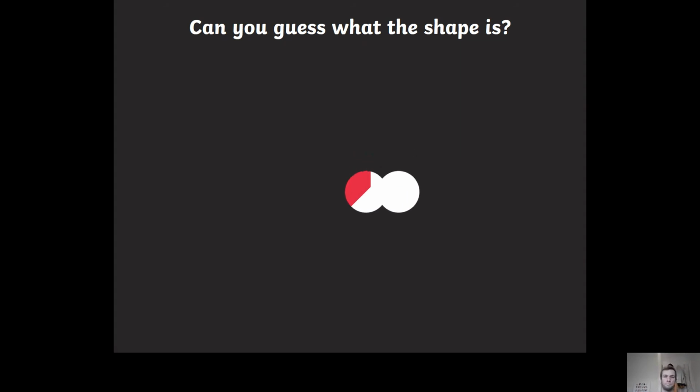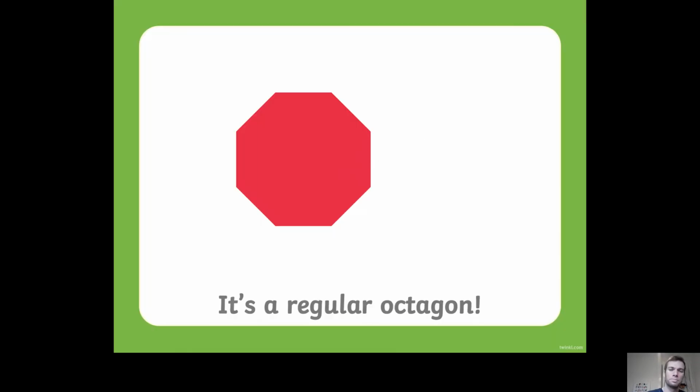Okay, last one. How many sides? So far, those vertices are looking equal. Okay, I think the sides are 2, 3, 4, 5, 6, 7, 8. 8. If I think about an animal with 8 legs, like an octopus, I think that might help me name the shape. It's a regular octagon.